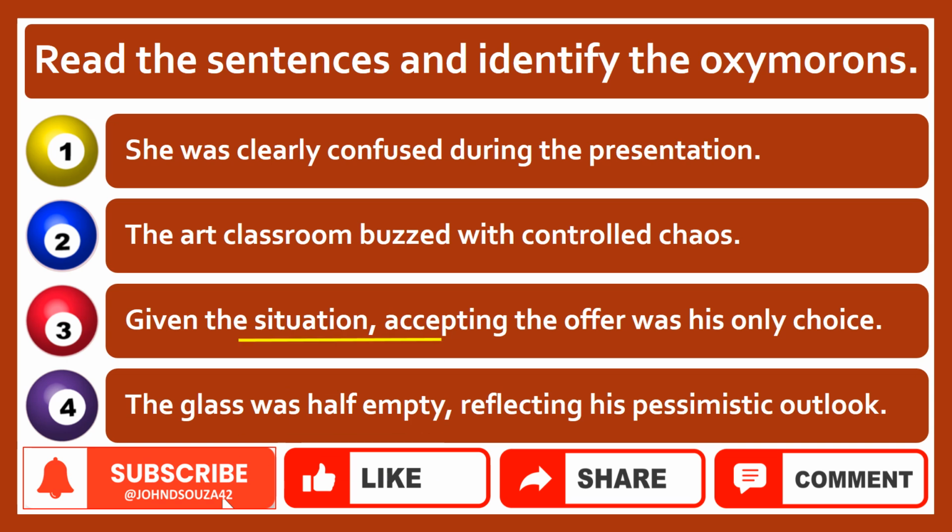First one, "clearly confused." If something is clear, it can't be confusing. Second, "controlled chaos." If something is controlled, it can't be chaos. Third, "only choice." If there is only one choice, it is not a choice at all. Fourth, "half empty." If something is empty, there will be nothing in it at all.